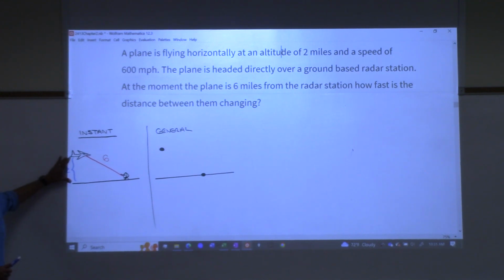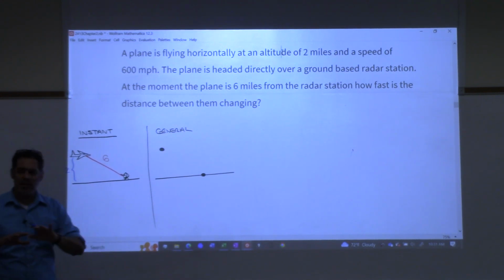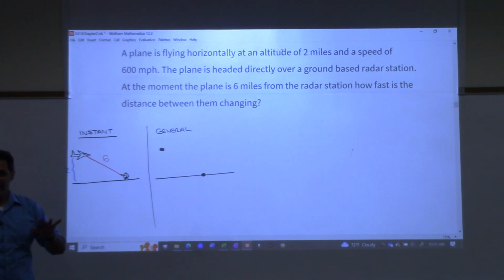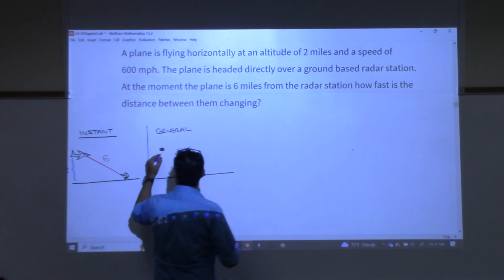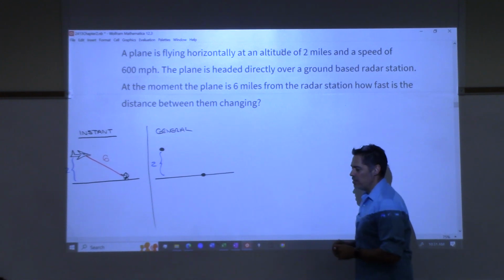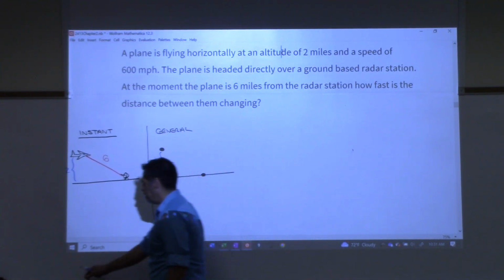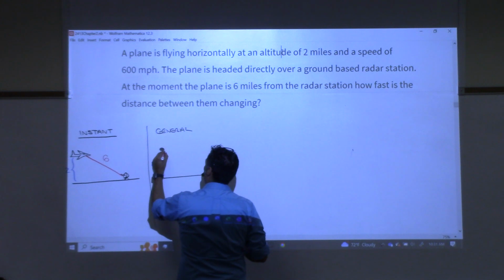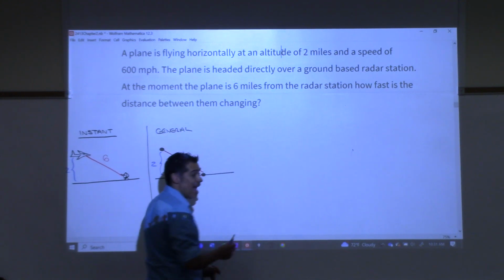That's still 2, right? I mean, the plane is not losing altitude. It says here, plane is flying horizontally, altitude 2 miles. By the way, we are neglecting the curvature of the Earth. Okay, this is a theoretical flat Earth, which the Earth is flat, right? No. All right, so this is 2, right?